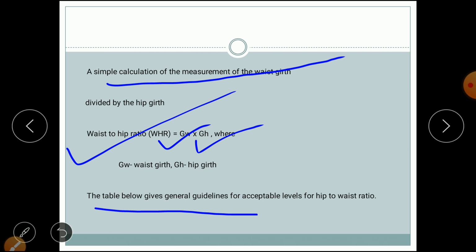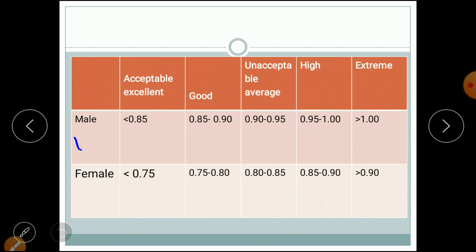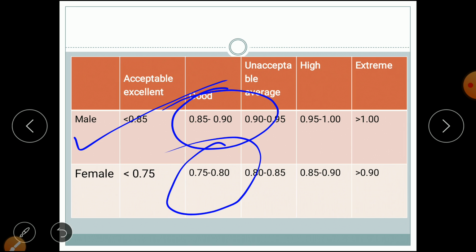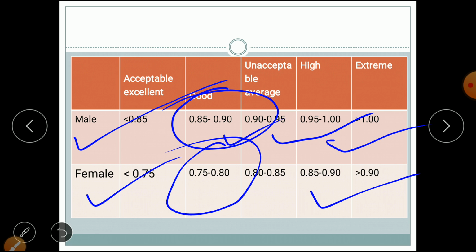So the table below gives the general guidelines, see here. For male normal is 0.8 to 0.9, and for female it is 0.7 to 0.8. If it is less than that, it is acceptable, and for female less than 0.7 is also acceptable, but unacceptable is when it is more than 0.90. Then the patient has average risk of coronary heart disease. If it is 0.95 to 1, that is high risk, and extreme risk is more than 1 in male and more than 0.9 in female.